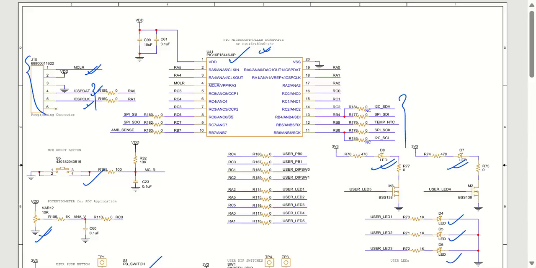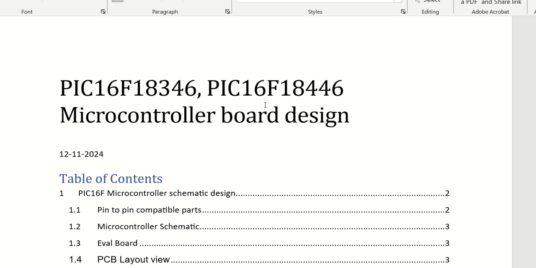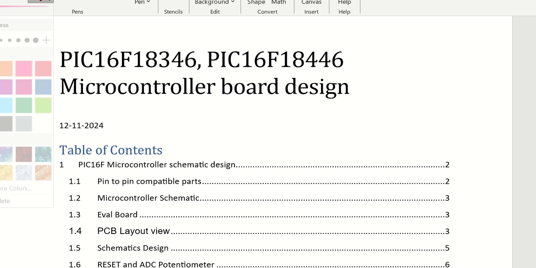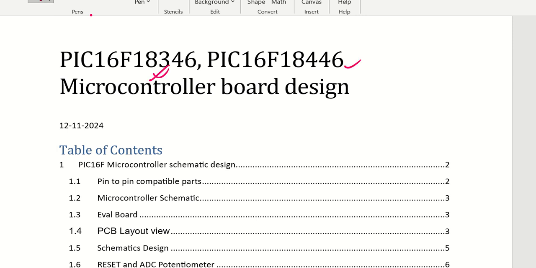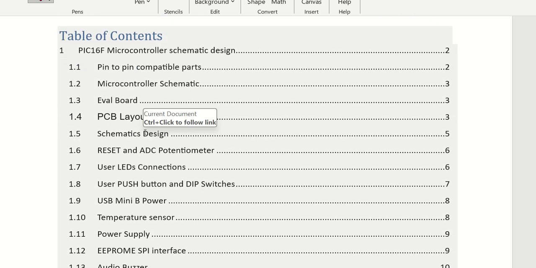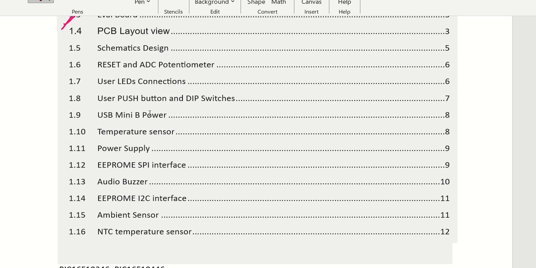Let me open the design document that we have. This is the design document for both the parts, 18346 and 18446. You can have the dash IP or dash EP: EP for extended temperature range, and IP for industrial temperature range. As you can see, we have a proper table of contents: pin compatible parts, microcontroller schematic, evaluation boards, then schematic design. All the parts have been put one by one. If you wish to have this design document, you can have it directly, so that you can understand each and every part separately, like reset, ADC, potentiometer and all these things.